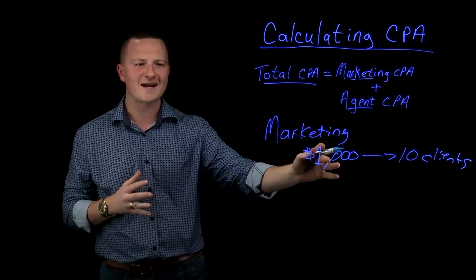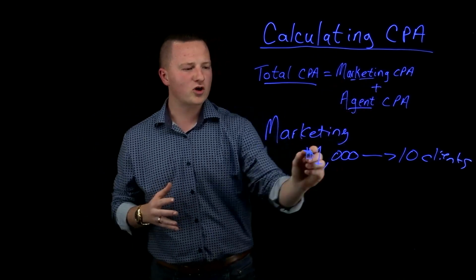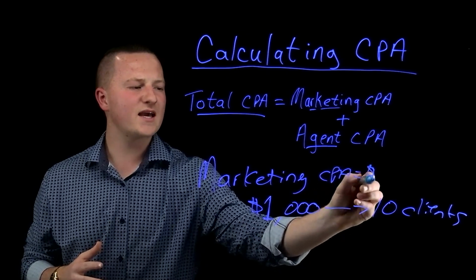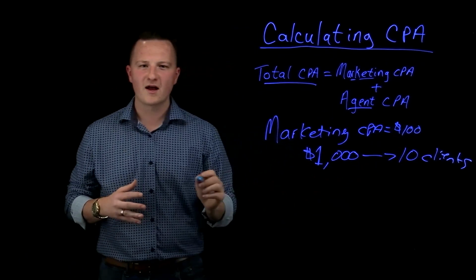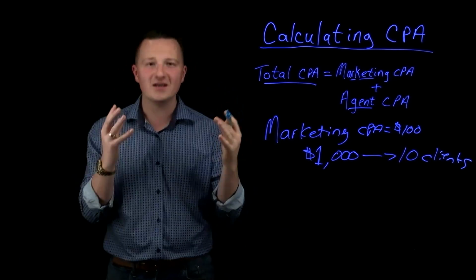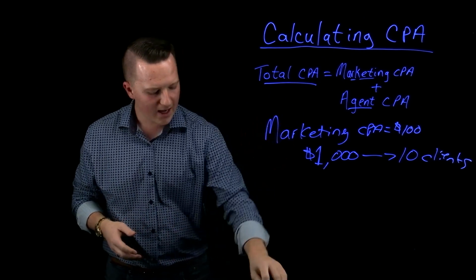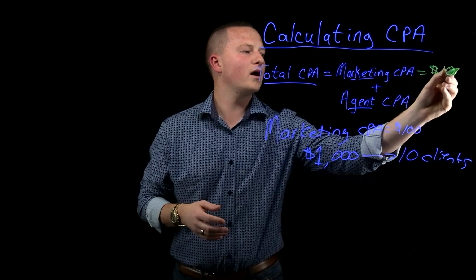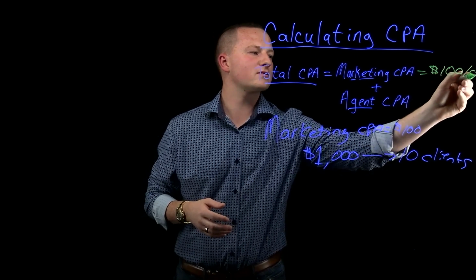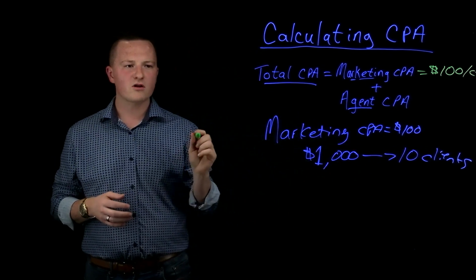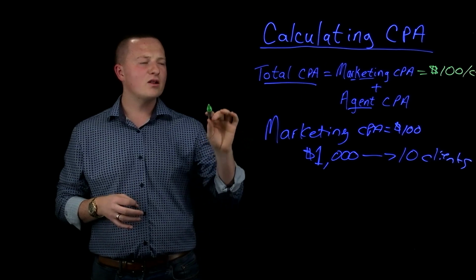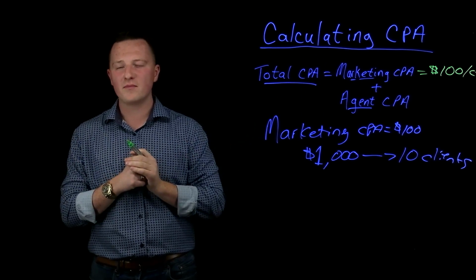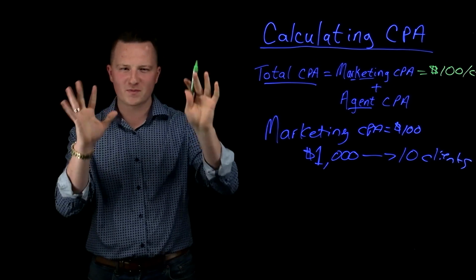So let's say you got 10 clients out of that. That means your marketing CPA is equal, in this case, to $100. That's what it costs you on average to get a new client. So let's put marketing CPA equals $100 per client, okay? And then let's say you're paying a closing agent $100 a sale. Let's just make the math easy.